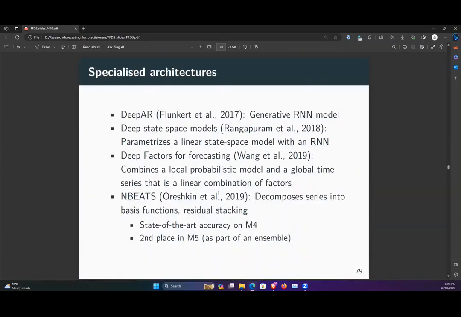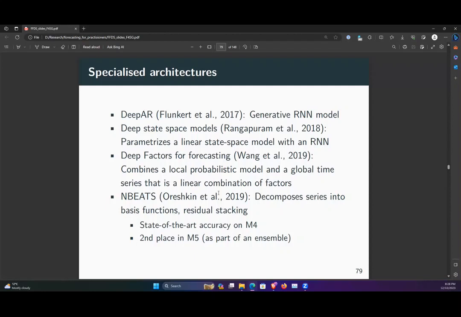There are a couple of specialized architectures that have been published recently, which include DeepAR from Amazon, which uses a generative RNN model and does probabilistic forecasting. Then there is the deep state space model, which uses RNNs to parameterize linear state space models. And then there is deep factors for forecasting, where they model two different patterns: local probabilistic patterns and global time series patterns, and they combine them together to give a better result.